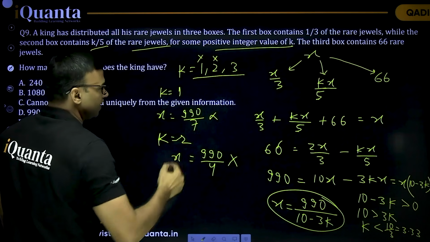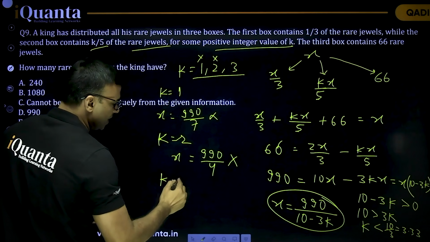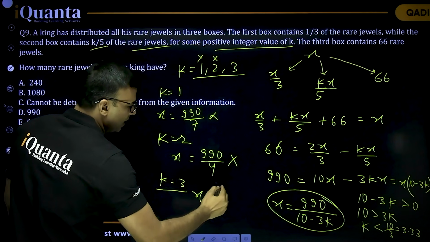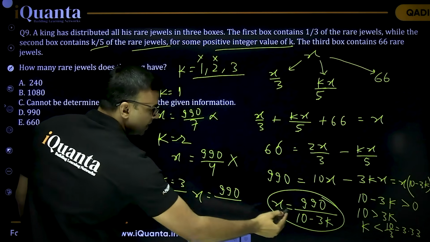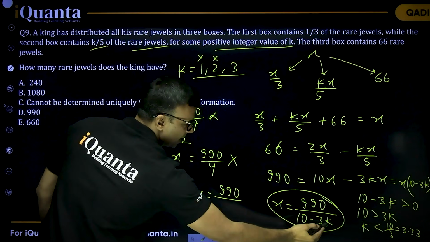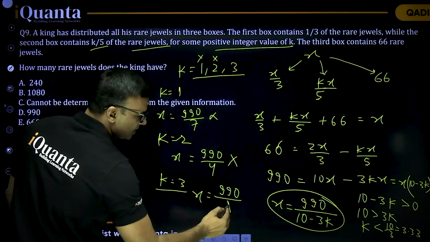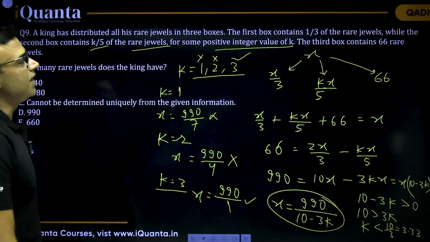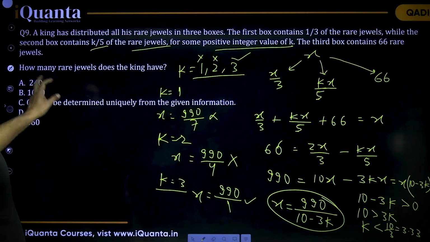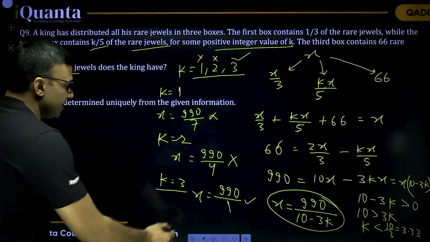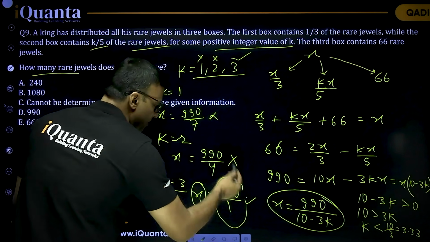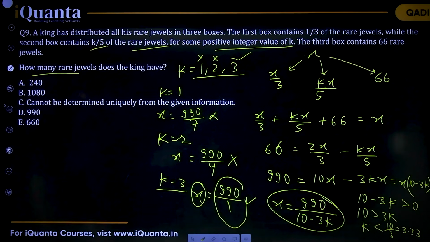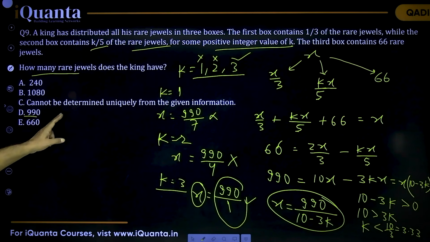So only one possibility left. Let's check it. k equal to 3, then x would be equal to 990 divided by 10 minus 9, that is 1. So x is equal to 990. This is valid. So k is 3 and is the only value that is possible. What is the question? How many rare jewels does a king have? That is the value of x. So only one value of x is possible, that is 990 by 1, which is 990. Option D is the correct answer.